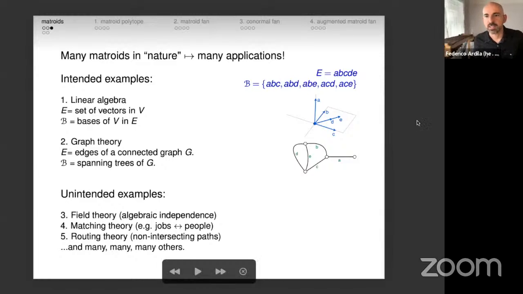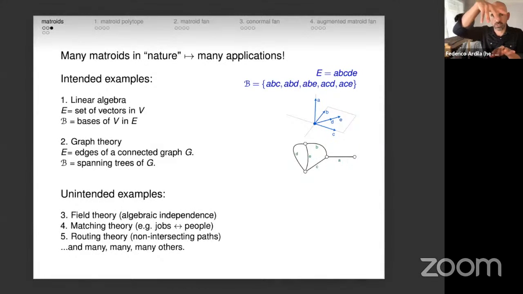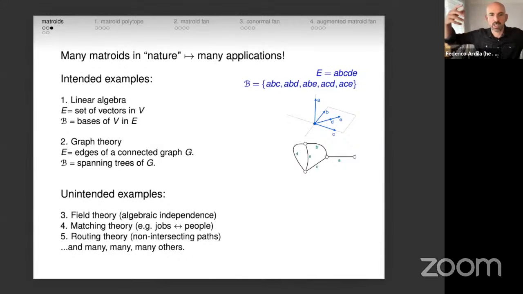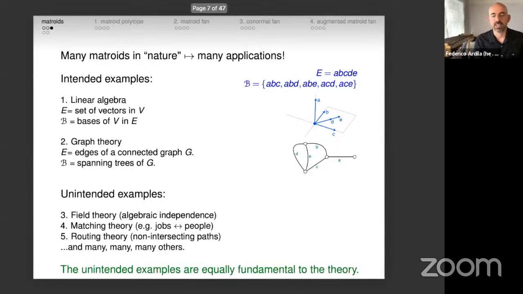There is similarly a setting in matching theory, when you're trying to figure out how to assign a certain number of people to a certain number of jobs. In that setting, you also get a matroid. There's also routing theory, which is when you have a network and you're trying to route a certain number of sources to a certain number of sinks, and you want to draw paths from the sources to the sinks that do not intersect. That also leads to a matroid. And there's many, many other settings where we get matroids. And so this theory that started to cover these two examples actually has many other examples.